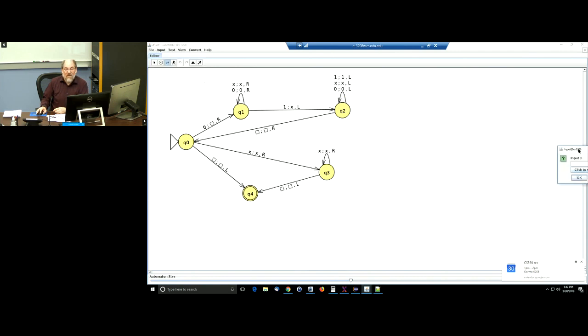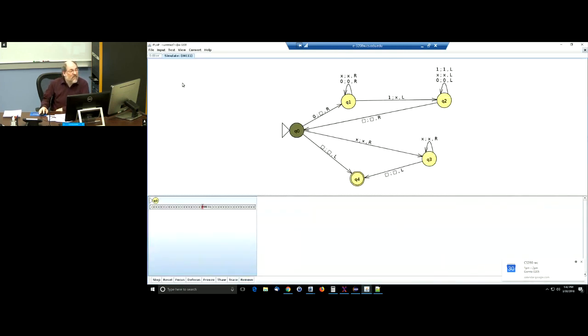So let's do 0, 0, 1, 1, 1. So we delete the first 0, move to the right until we hit a 1, replace that 1 with an X, move back to the left until we hit a blank. Reposition. Delete that first 0, move to the right until we hit a 1, rewrite that 1 as an X, move to the left until we hit a blank, reposition. Now we're looking at X, meaning we've processed all the zeros, so we go into Q3 and start looking for 1s, which we hope not to find. So we're still looking at X, so we stay in Q3. Oops, now we're looking at a 1 and we have no transition on 1, and so we fail.